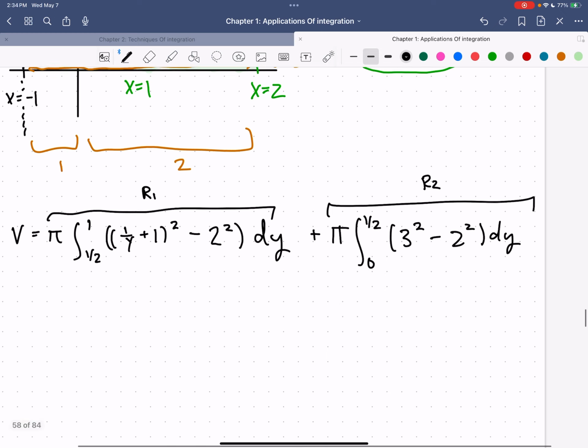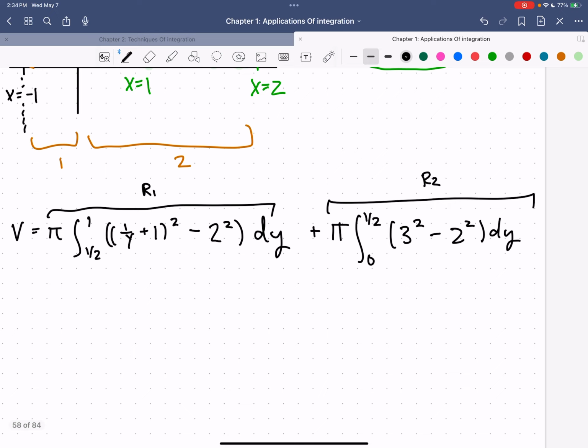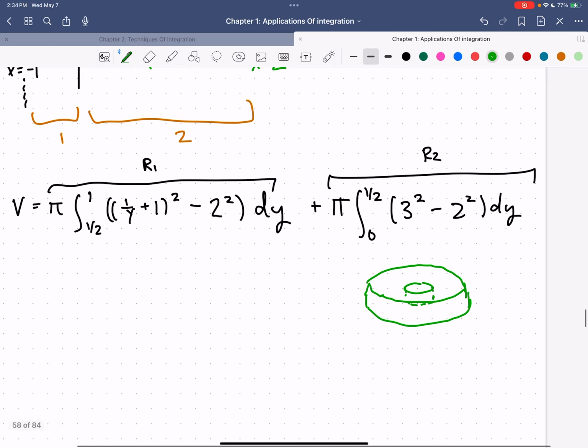That volume that we get from region 2, you might notice it's just a rectangle rotated around. So it really is just like a washer shape, just one big one. So that's not a hard volume to calculate. It's just the other one on top that's kind of weird. Cool. So I'm not going to work that one out. I kind of just wanted to set it up for us.